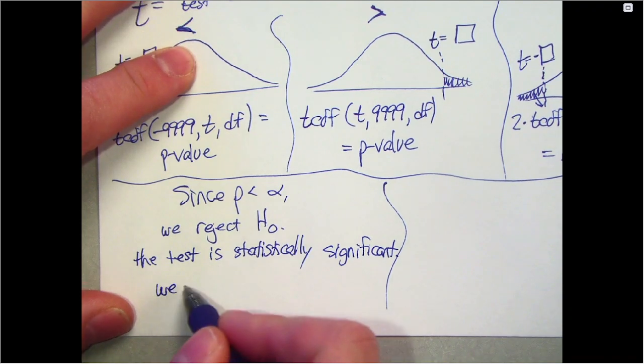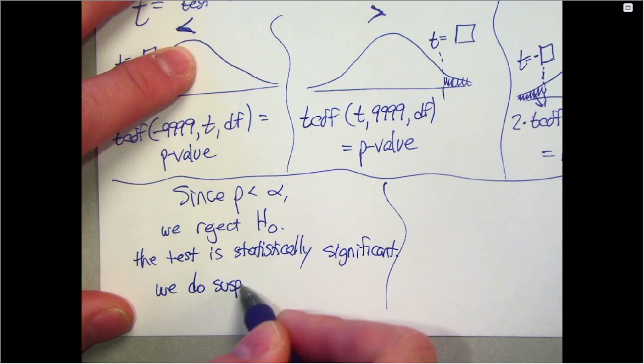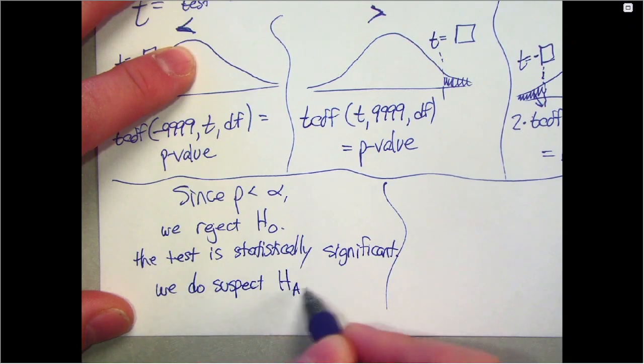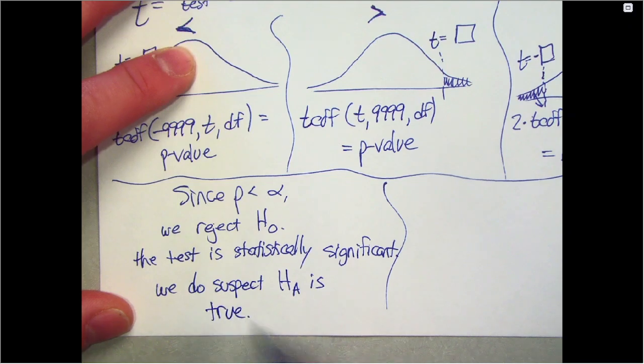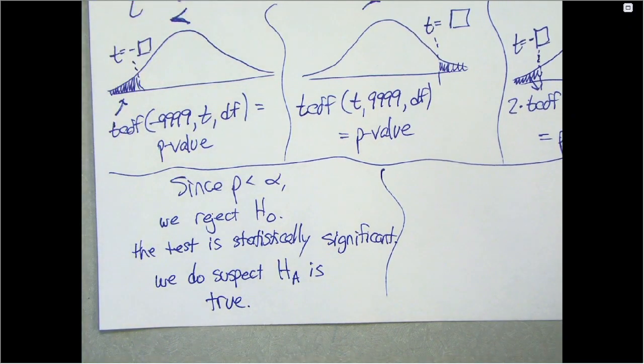We do suspect HA is true. Did we prove it? No. I still could be wrong. Is that like type 1, type 2 error? I'm probably right, but I didn't prove it for sure. Like the Coke bottle thing, even if, let's say I randomly sampled 20 bottles of Coke and they were all exactly 20. Does that prove that every single bottle of Coke is actually 20? No. I mean, it makes it more likely, but it doesn't prove it.